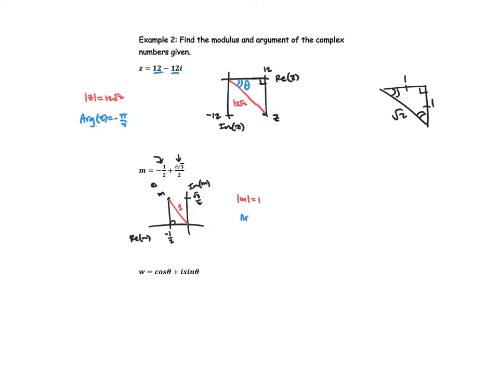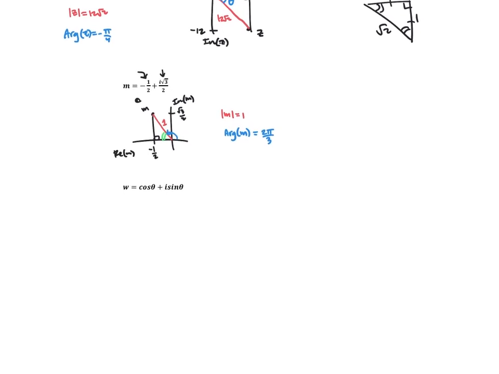Our argument of m is going to be this angle of rotation right here. Now, I know this angle right here is a 60-degree angle, or pi over 3. Therefore, our argument is going to be a positive 2 pi over 3. Okay, let's look at something a little bit more abstract in the third example.